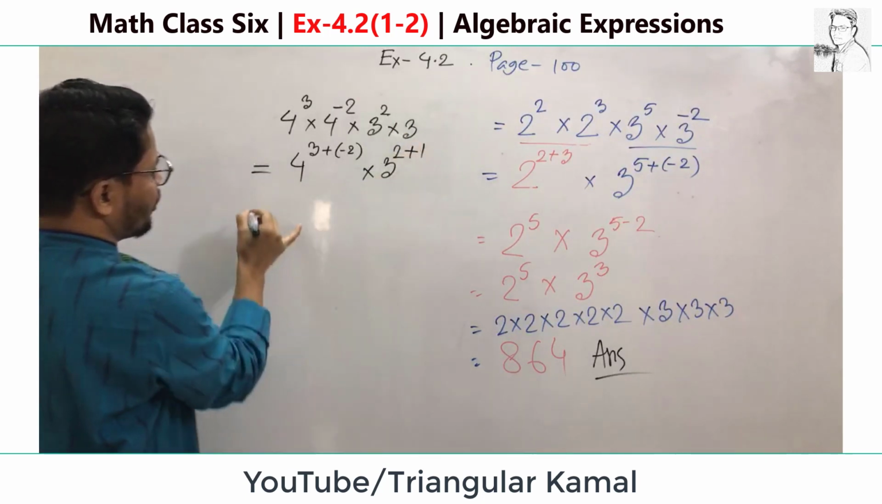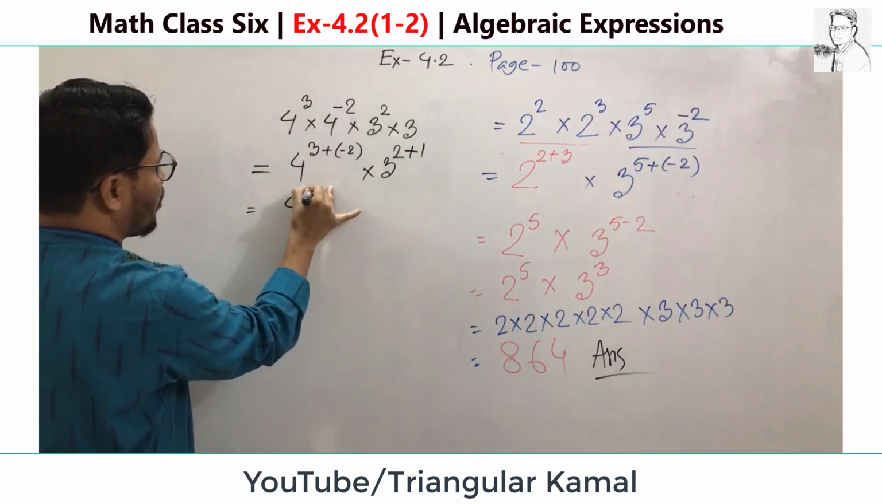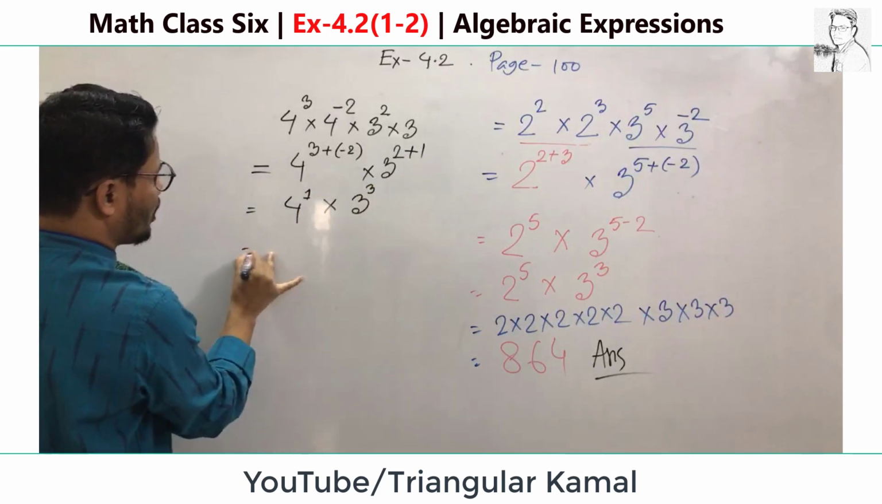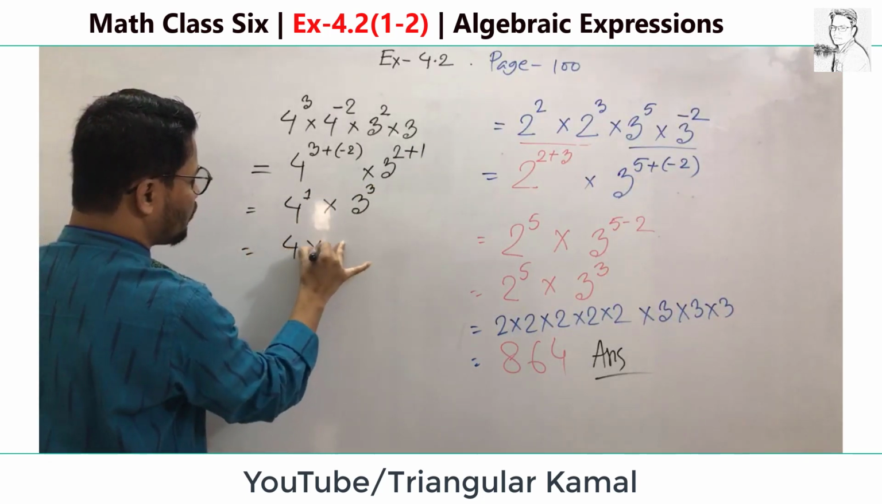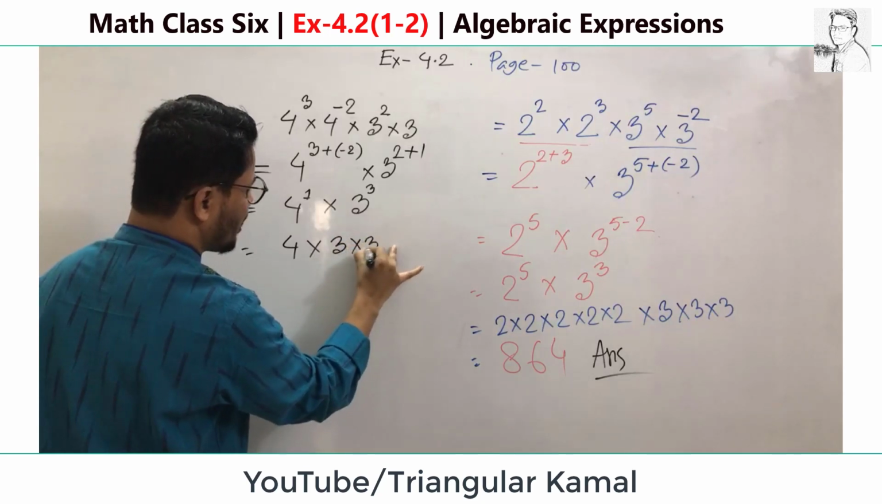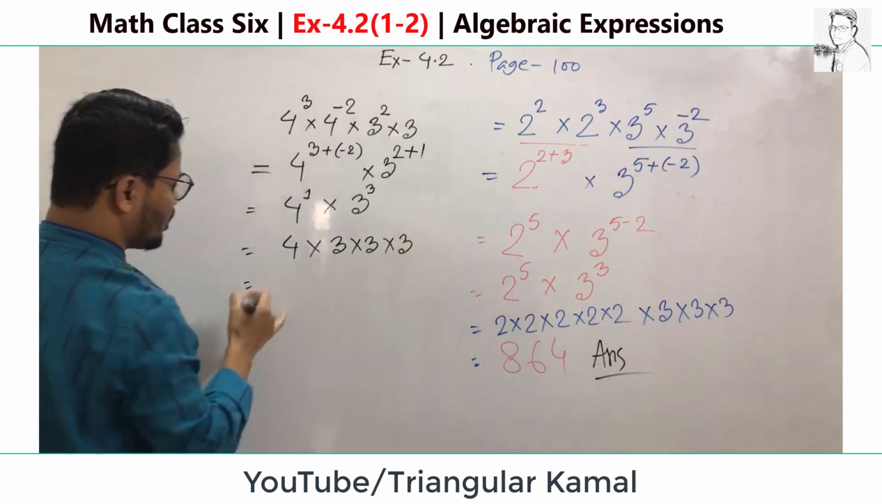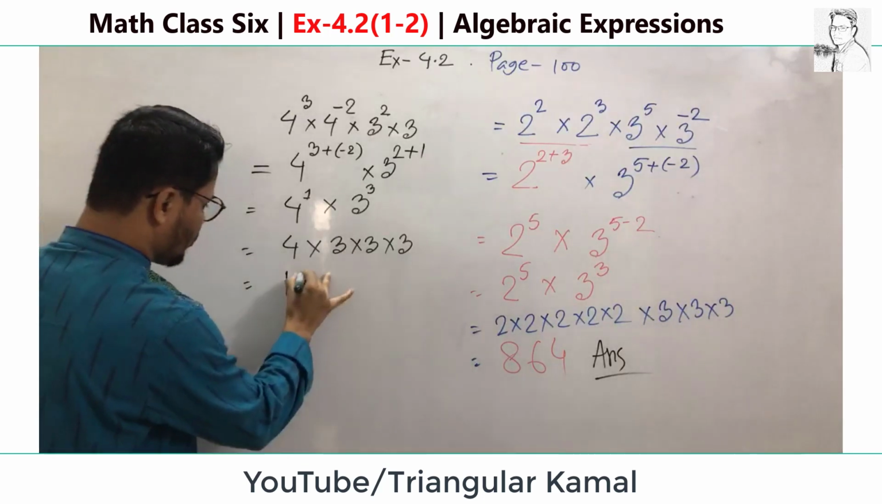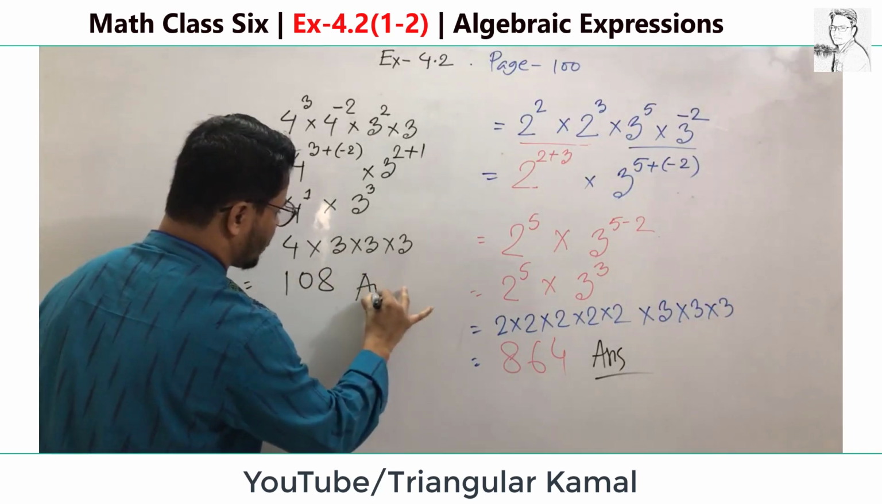So invisible 1, that is 4 to the power 1 multiplied with 3 to the power 3. Now 4 to the power 1 means 4. This is 3 multiply 3 multiply 3, which is 27. Multiply 27 by 4, and the answer is 108. This is 108, our right answer.